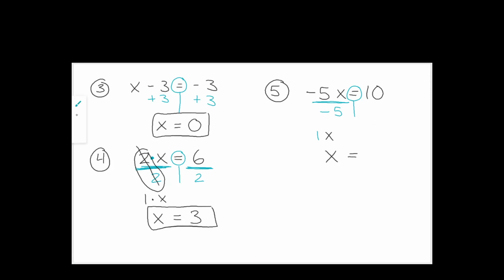And you might be yelling at me and going, hey, you forgot to do the same thing to the other side. Yes, shame on me. What I do to one side, I do exactly the same thing to the other. I divide by that negative 5, and 10 divided by negative 5, okay, slow down. Positive divided by a negative is a negative. 10 divided by 5 is 2.